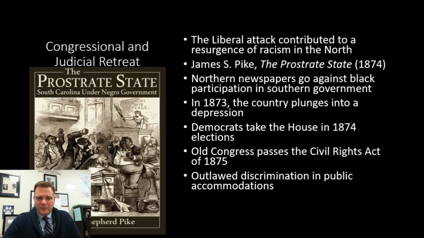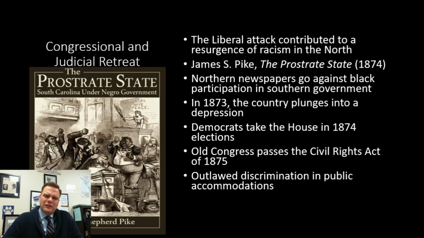Now, this liberal attack continues throughout the North, and there's a resurgence of racism as well. James S. Pike was a journalist who supposedly journeyed to South Carolina to observe the state legislature. And he writes the book, The Prostrate State. To be prostrate means to be laid out on your back. What this book said was that basically the government of South Carolina was black controlled, it was black supremacy, it was inefficient, and it was corrupt. And Northerners are actually reading this, and this is also helping to sway Northerners against Reconstruction.